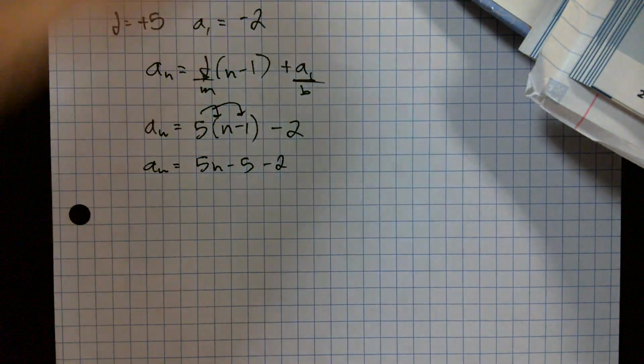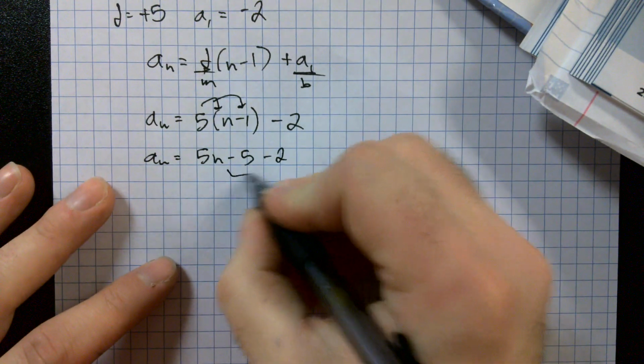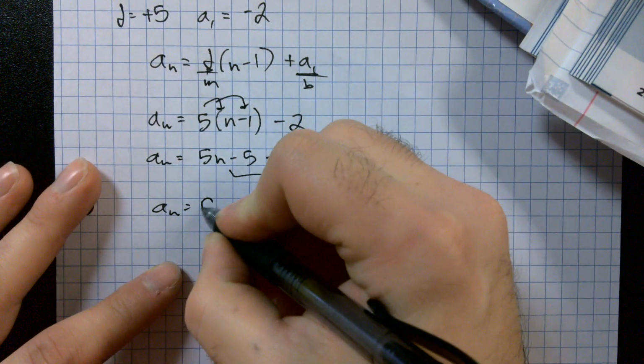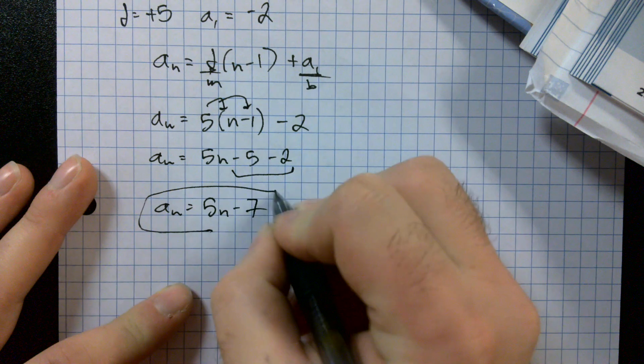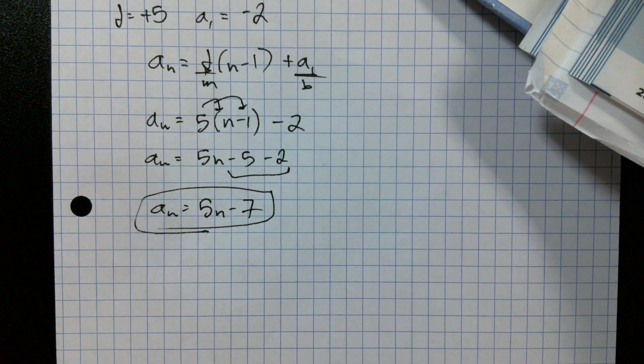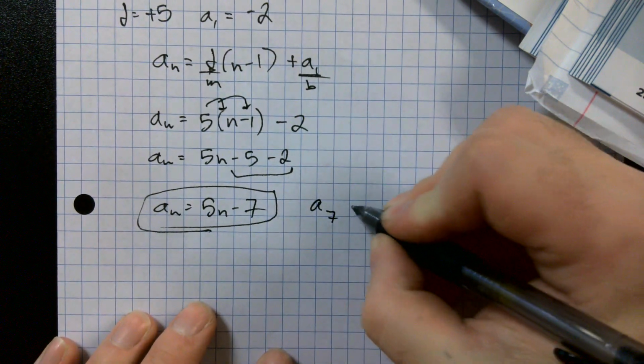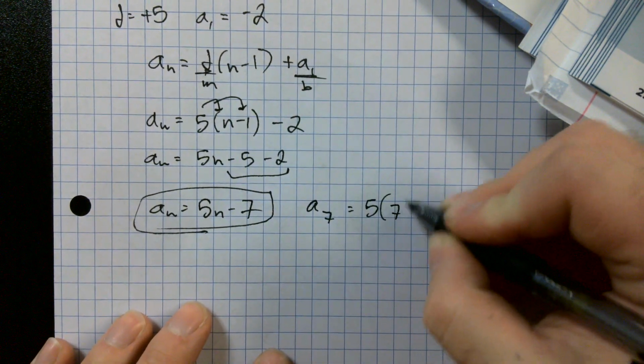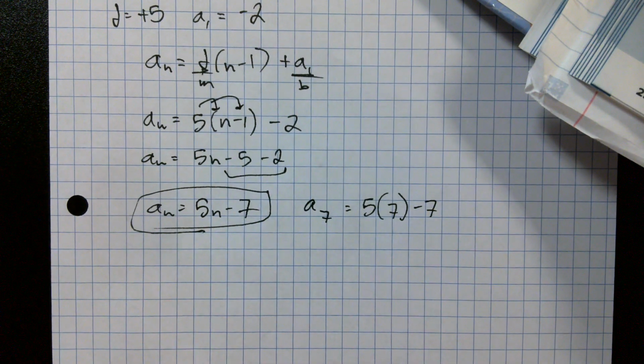What can I do now? Combine like terms. What's negative 5 minus 2? Negative 7. There's my equation. Am I done? No, I'm not done. I need to find the seventh term. So a sub 7. All I'm going to do is plug 7 in for n and solve it out.